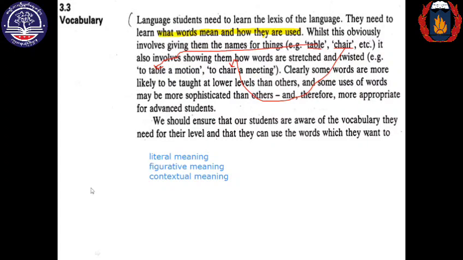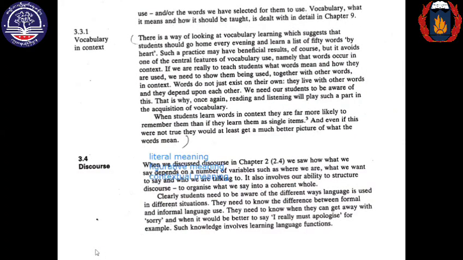So, at what level should we teach vocabulary? Shall we move to the next slide? Yes, teacher. Vocabulary in context.